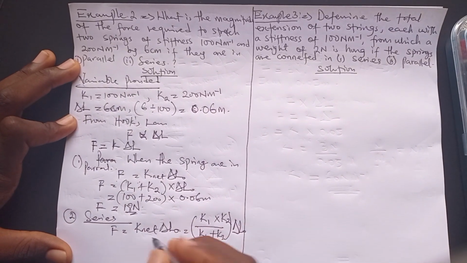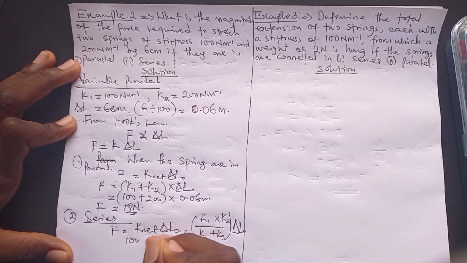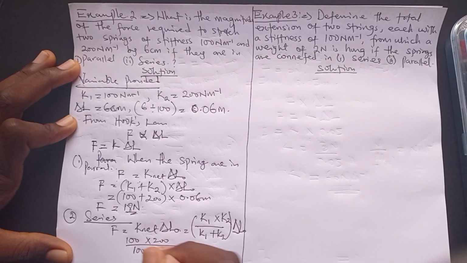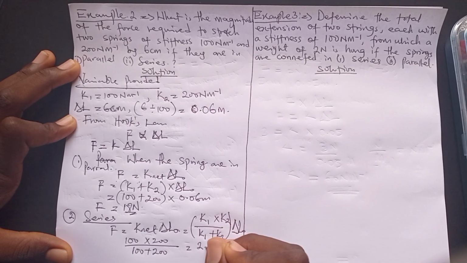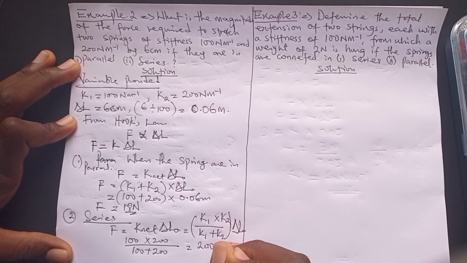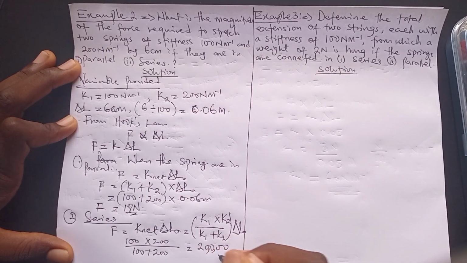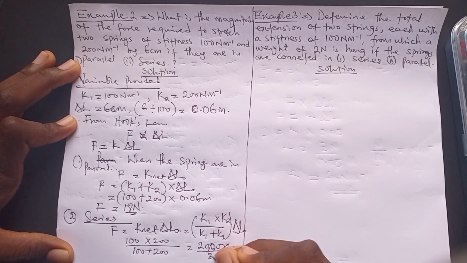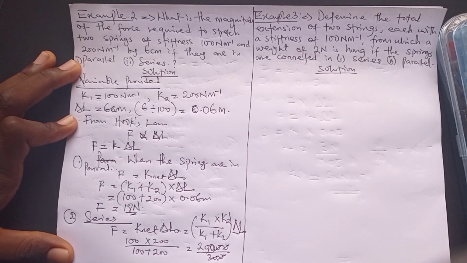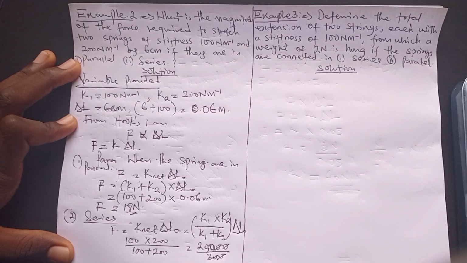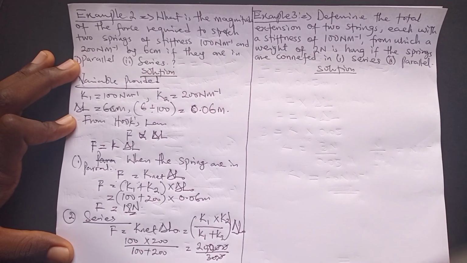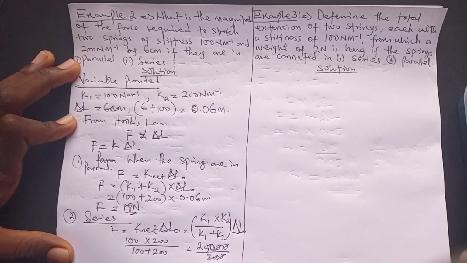So just substitute the values of K1 and K2. So we have 100 times 200 over 100 plus 200. 100 times 200 will give you 20,000 divided by 300. So this 0 can cancel this 0, this 0 can cancel this 0. So we have 200 divided by 3. 200 divided by 3. So we have 66.7.